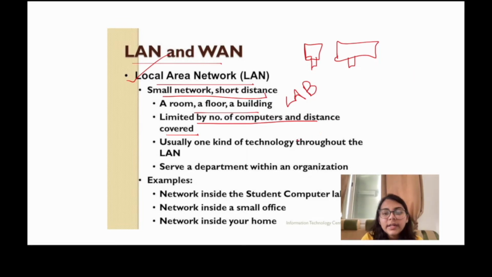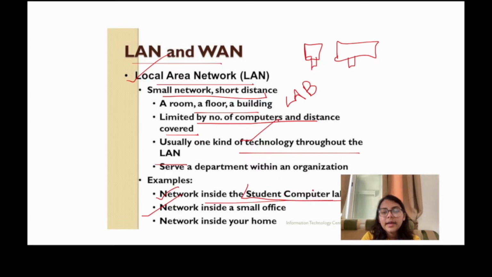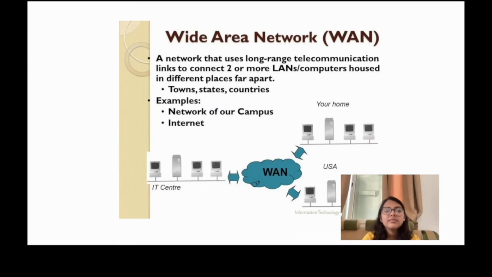Usually one kind of technology is used throughout the LAN. It uses only one technology and serves a department within an organization. Here you can see an example of a LAN inside the student computer lab. I have told you our computer lab is an example, and also a network inside a small office, or a network inside your home. So if we interconnect our devices in our home, we can say it is a LAN. And the next thing is wide area network.